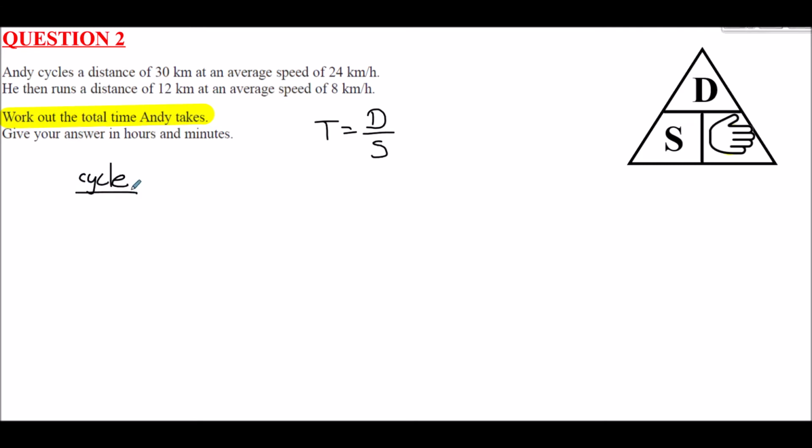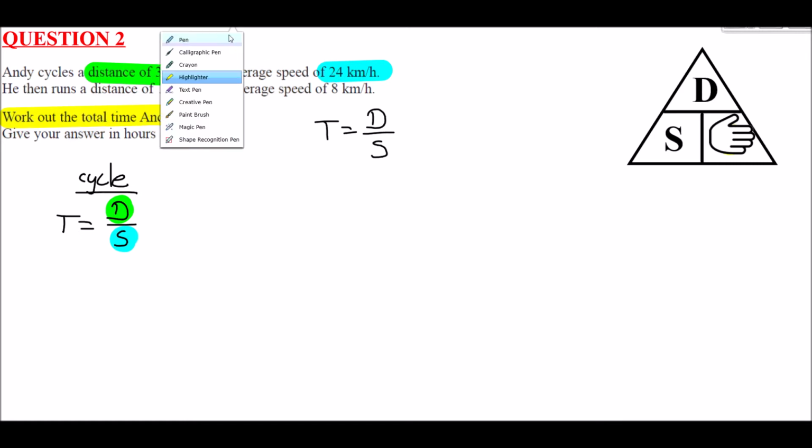So cycling, the time he takes cycling is the distance he cycles divided by the speed when he's cycling. So the distance is 30, and the speed that he's cycling is 24 kilometers per hour. Kilometers here, kilometers there, the units are consistent, so we can just go ahead and perform the calculation without having to worry about changing the units or making errors in that way.